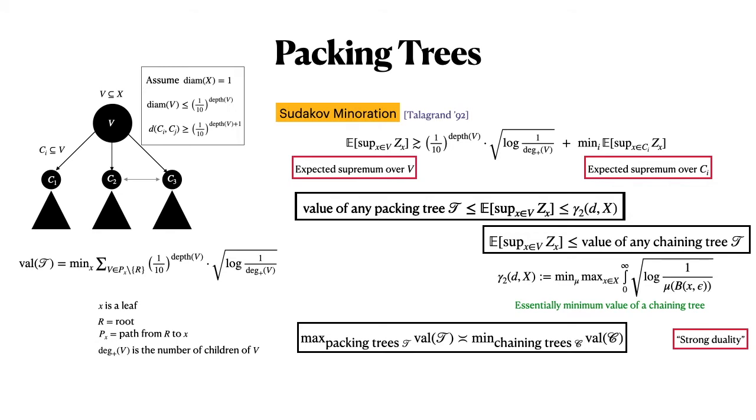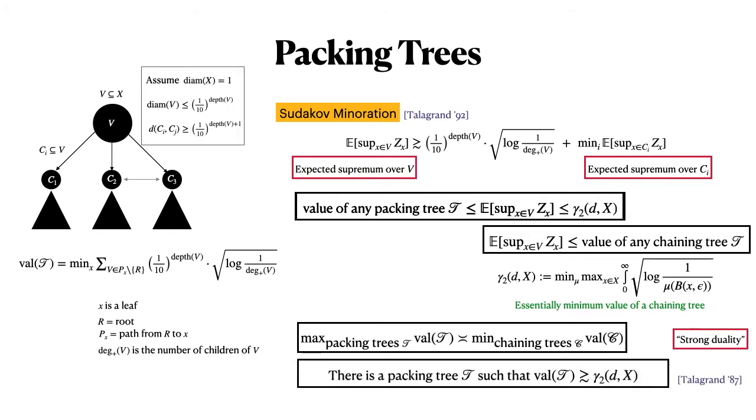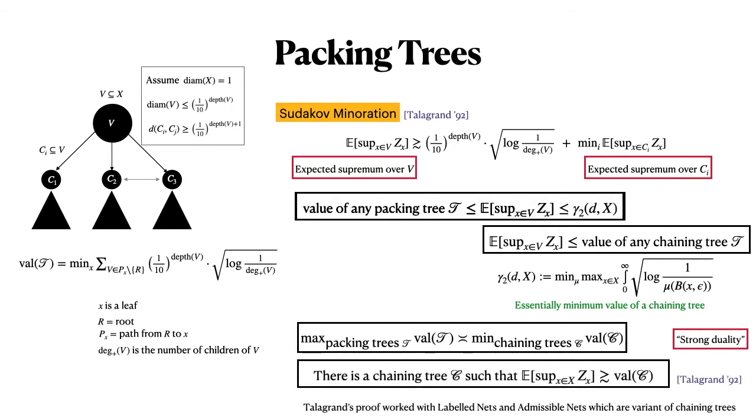And this basic statement is not very obvious in previous proofs. So for example, in Talagrand's original proof, he proved that there is a packing tree whose value is lower bounded by gamma 2, which implies the statement. In a later proof, he showed that there is a chaining tree which gives a lower bound on the value of the process, which also implies this statement. So in these proofs, what belongs to the process and what belongs to the metric are entangled in complicated ways.